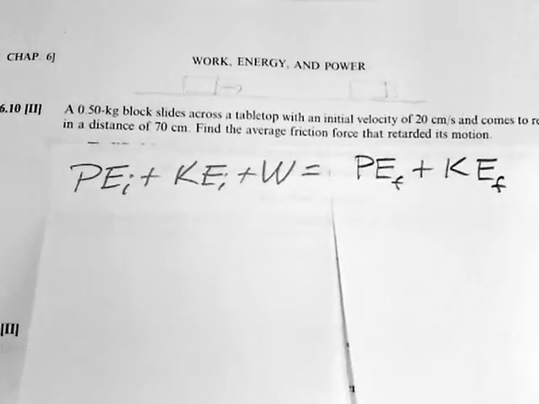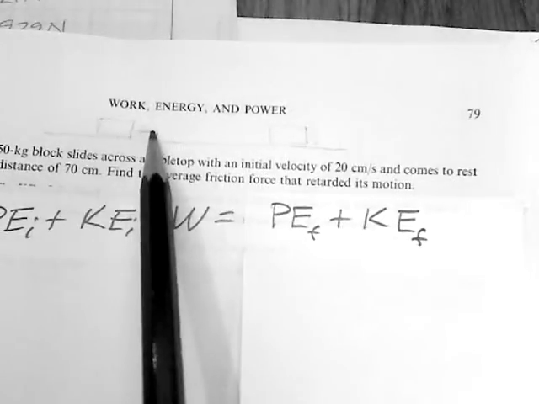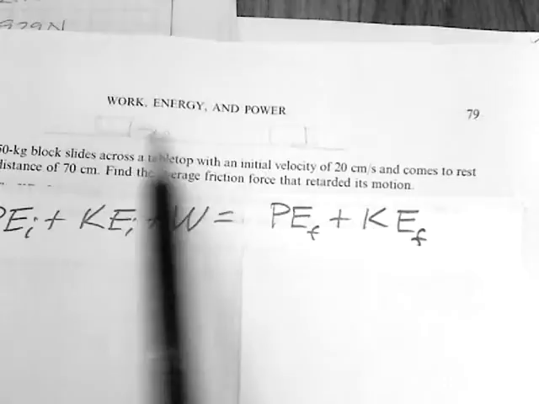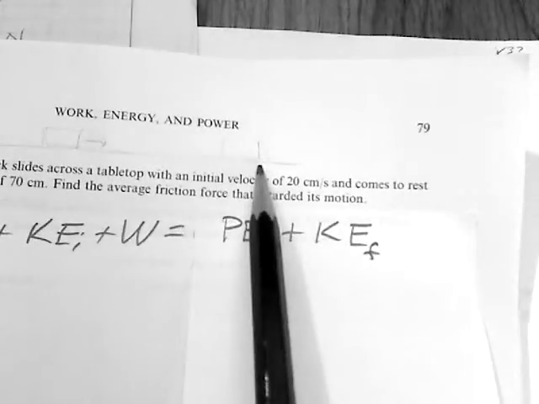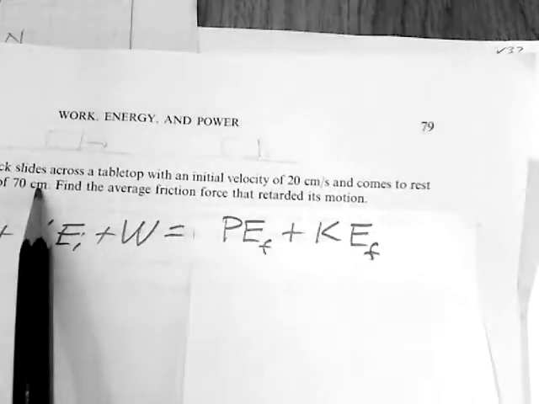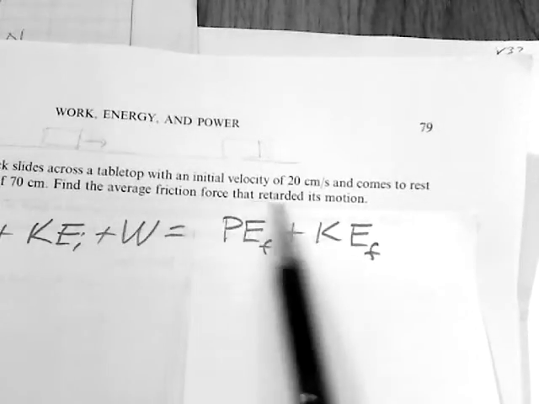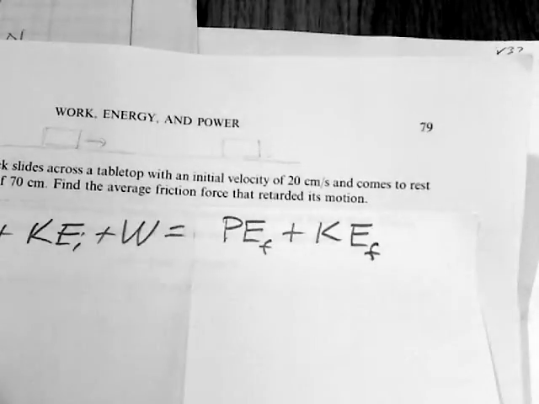On problem 610, you have a half a kilogram block that slides across the tabletop. The initial velocity is 20 centimeters per second, and it comes to rest after sliding a distance of 70 centimeters. It says to find the average frictional force that is causing it to slow down.